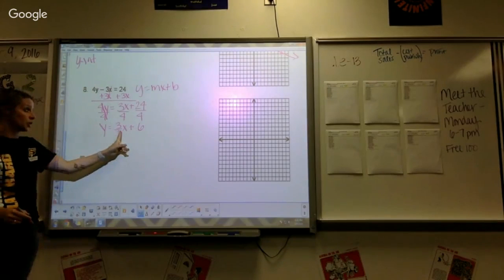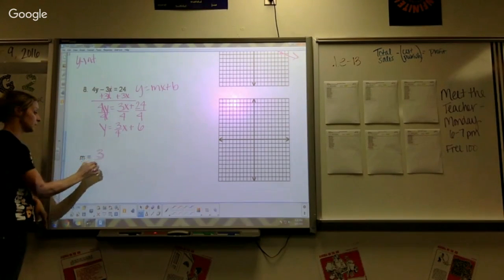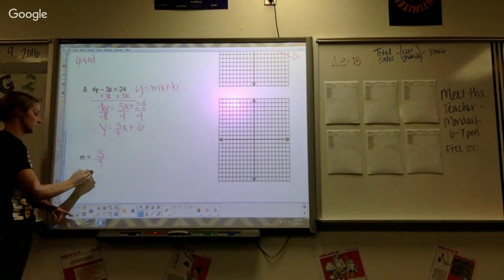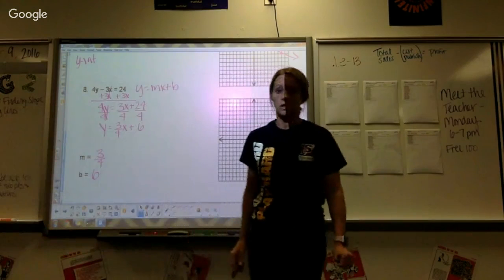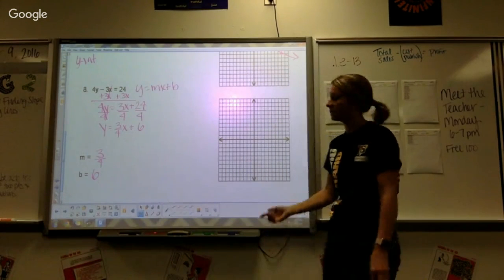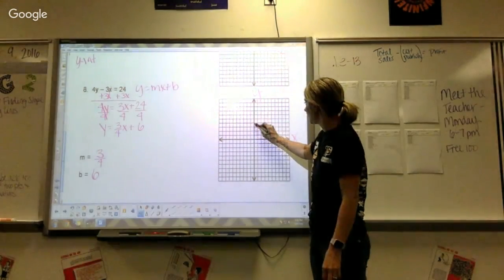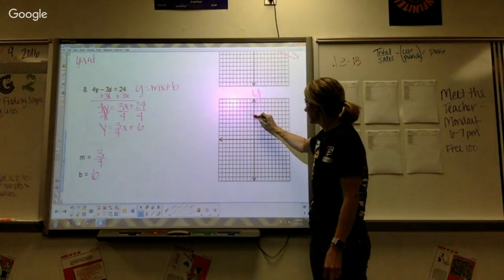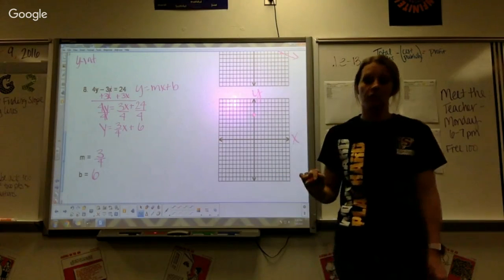So m is your slope, which is multiplied by x. So 3/4. Your y-intercept would be 6, your b. Remember, you begin with b. So it's going to cross the y-axis at positive 6. 1, 2, 3, 4, 5, 6. And then we're going to use the slope from there to find the other points.